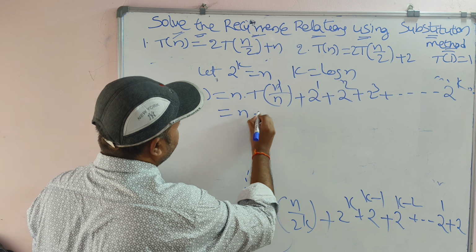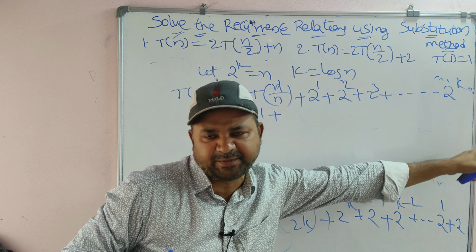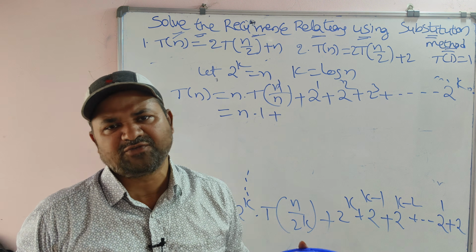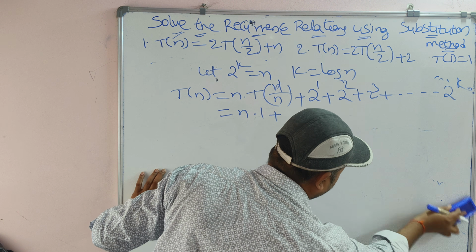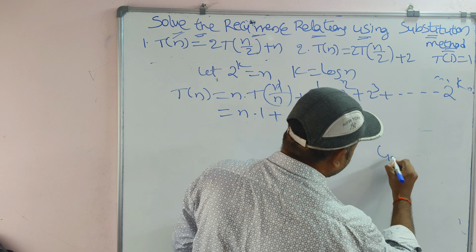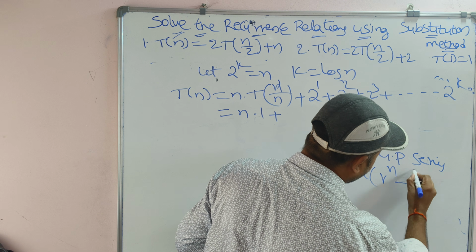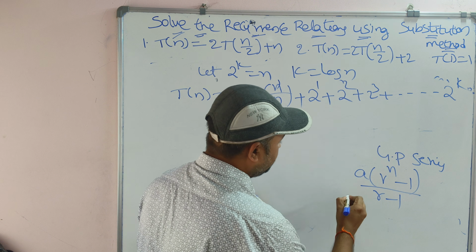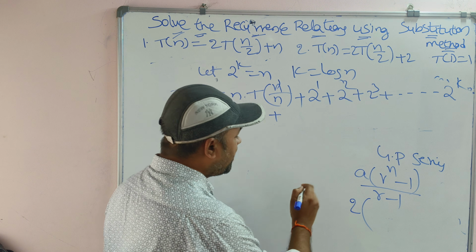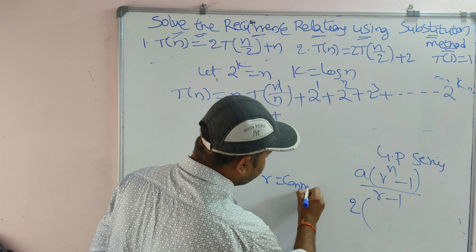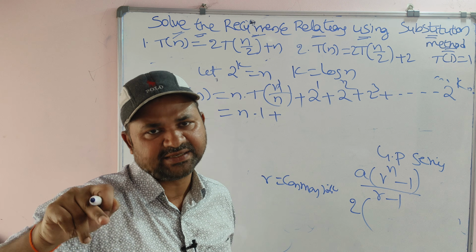So that is equal to n into T of 1. What is T of 1? 1 plus, so this is in the form of a geometric progression. We know the GP series formula: A into R power n minus 1 by R minus 1. What is the A value? A is nothing but the starting term, so that is 2. R means the common ratio. What is the common ratio here? 2 power 2 by 2 power 1, 4 by 2, that is 2.